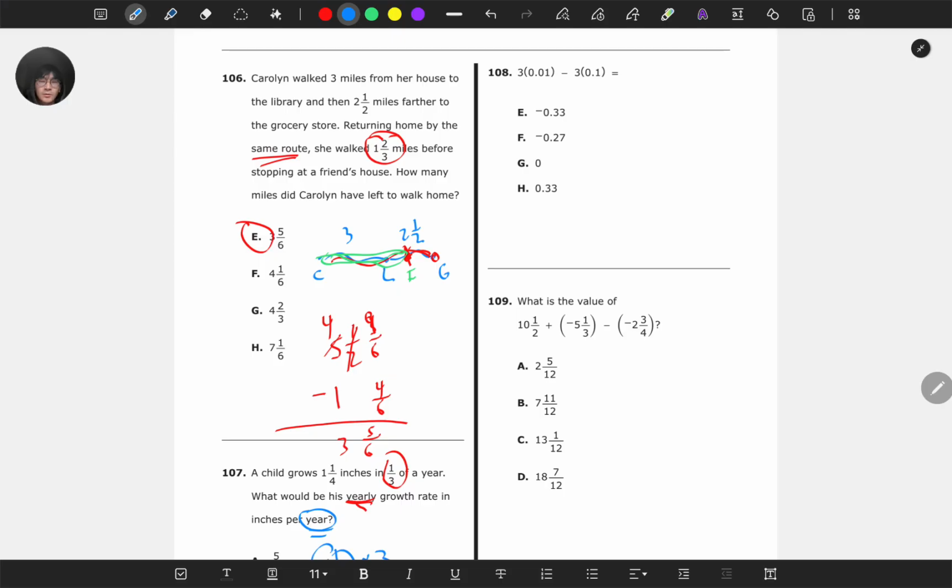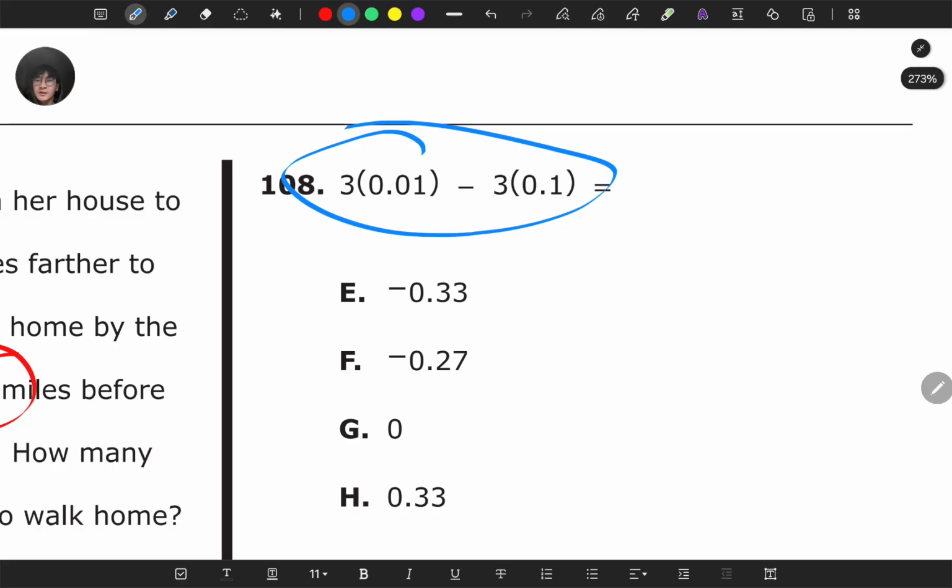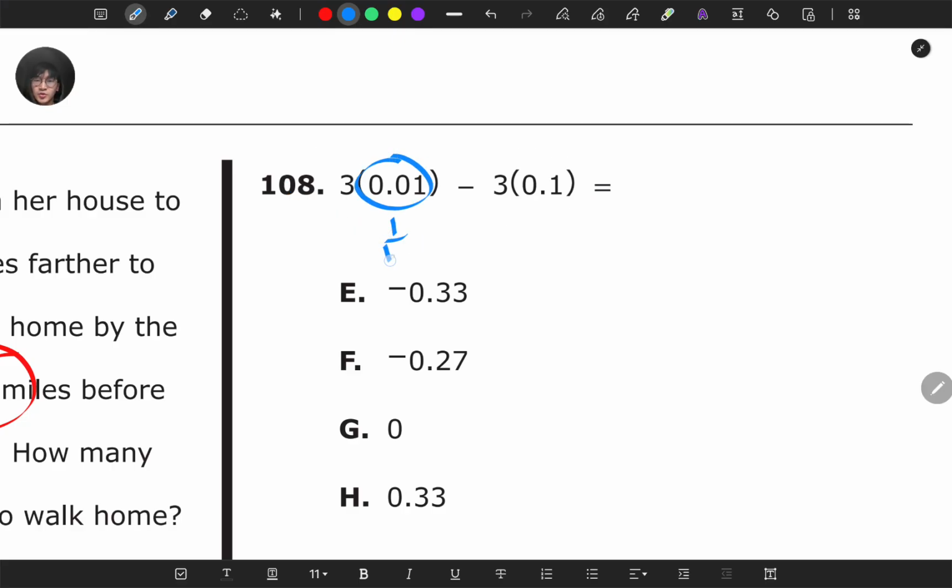Next, 108. Okay, arithmetic. You could do this in many ways. If you're comfortable with your decimals, that works, but I like reading this as an English story. This literally means 100th, so that's 100th times 3, so that's 300ths. This literally means a tenth, and this is 3 times 1/10, so you have 3/10.